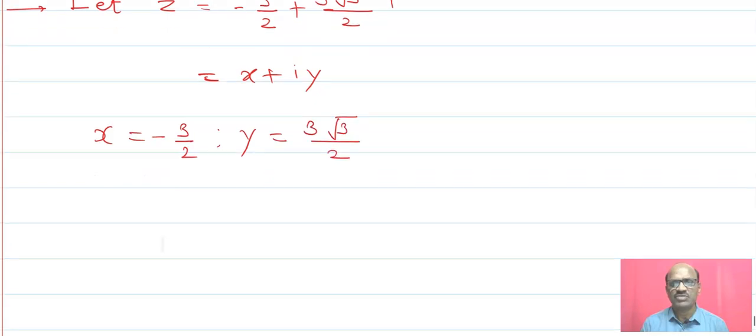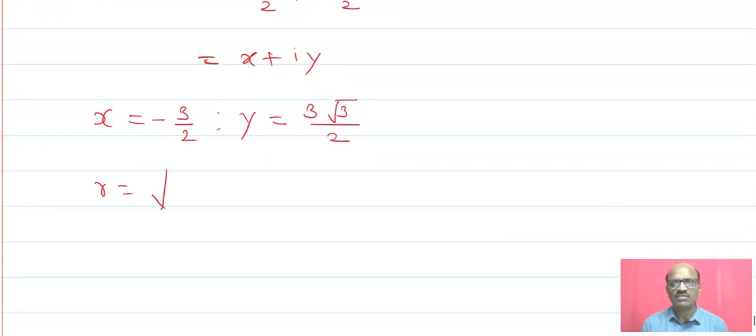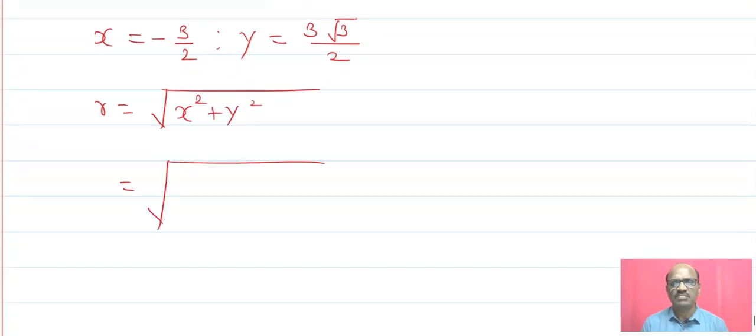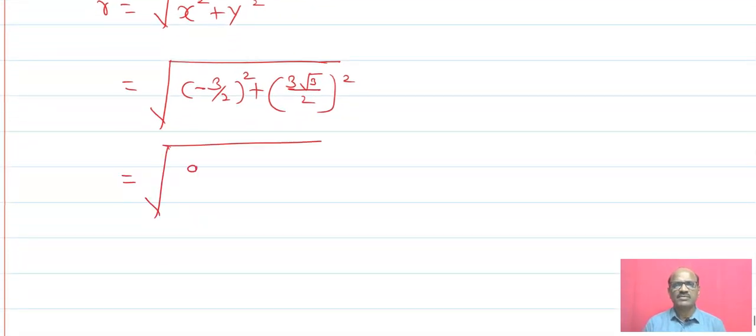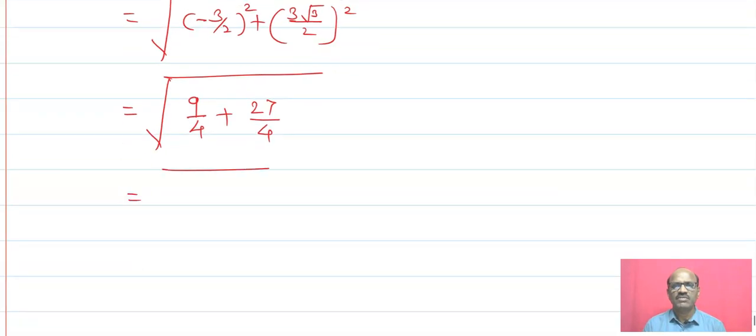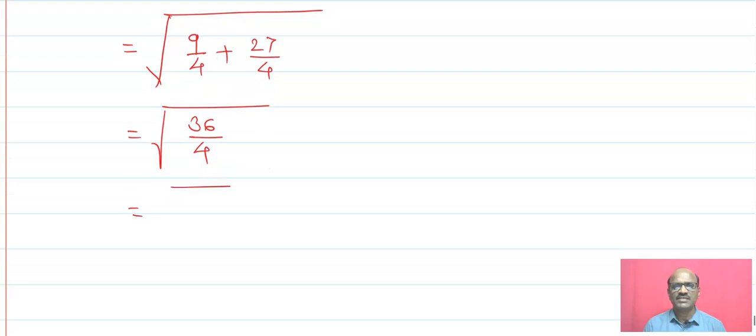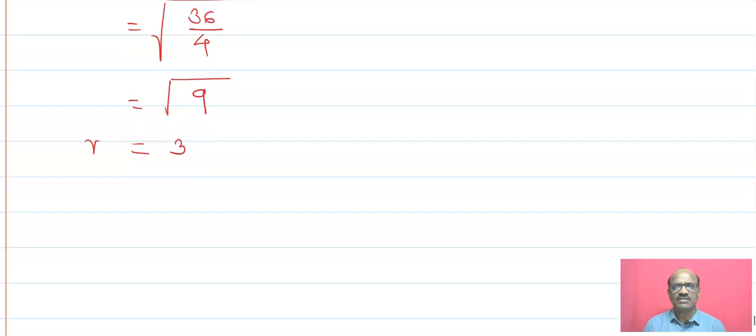Now here x is equal to minus 3 by 2 and y is equal to 3 root 3 upon 2. Now we will apply the formula for the modulus, that is r is equal to root of x square plus y square, and see this value: 9 by 4 plus 27 by 4, that is 36 by 4, and that is 9, and root of 9 is 3. Therefore, r is equal to 3.